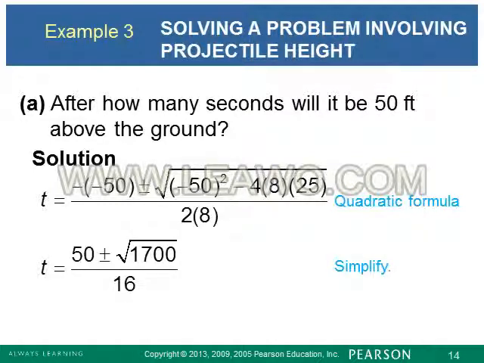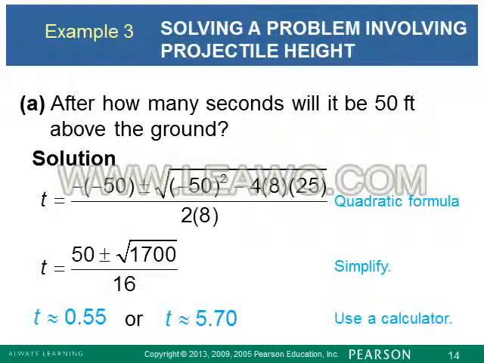We plug in, and then we're going to simplify. Always start with that discriminant, the part underneath the radical, and simplify there first. We get 1700 for a value, which is the number we'll have to take the square root of, and that's going to give us two possible values for t. Either t is 0.55 or t is about 5.70, and this is in seconds.